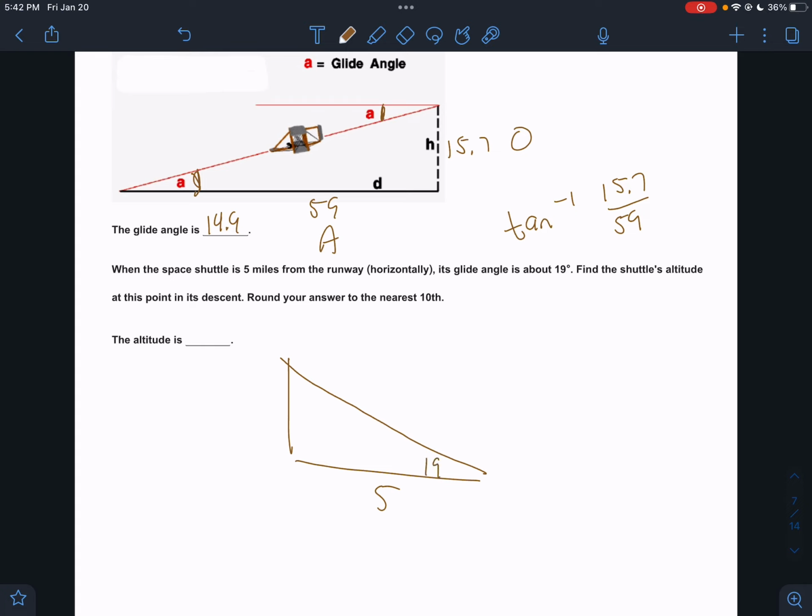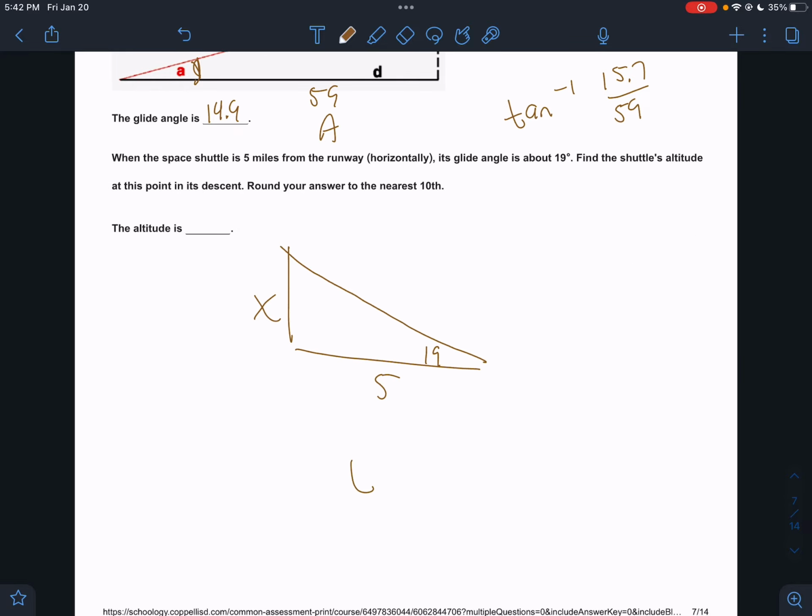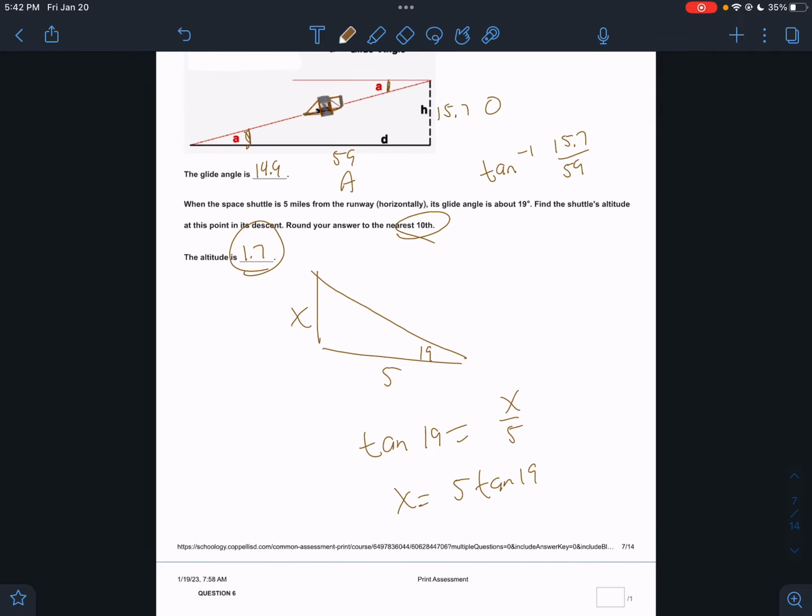Remember, that's the angle of elevation or depression. You can do it either way. Find the shuttle's altitude at this point in its descent. That would be its height. So this would be tangent of 19 equals opposite over adjacent. So that equals 5 times the tangent of 19. And we're rounding to the nearest tenth again. Okay, that'd be 1.7. The altitude would be about 1.7 miles in that case.